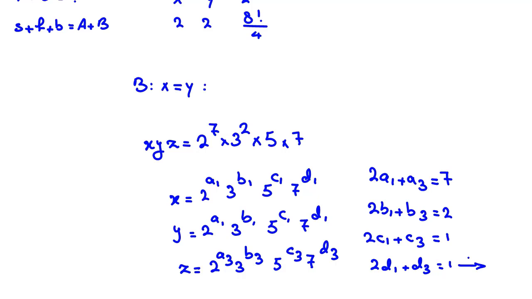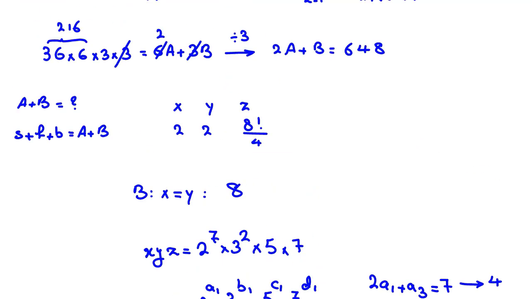So d1 is 0. It cannot be 1 because then it will be 2. D3 should be -1. There are at least 0. So 1 case here. D1, 0. C1 again, 0, 1 case. B1 can be 0 and 1, 2 cases. A1 can be 0, 1, 2, 3, 4 cases. So B will be what? Will be 8. Now, we found that B is 8.